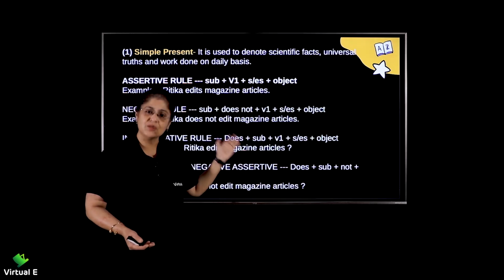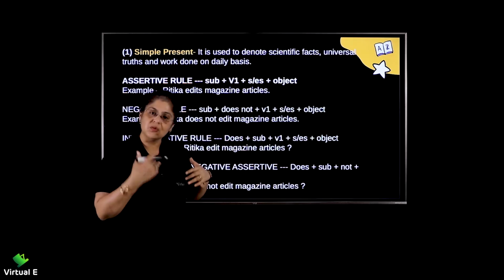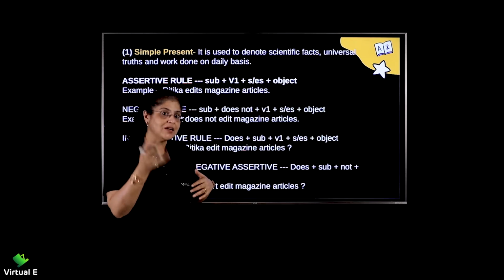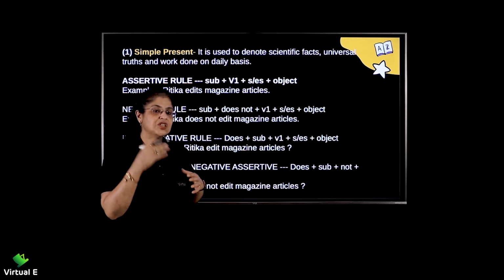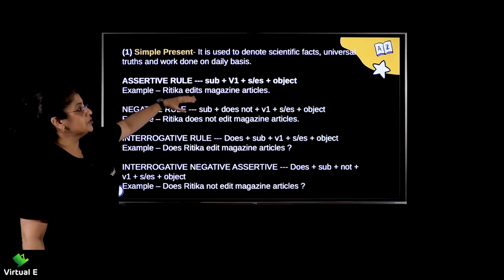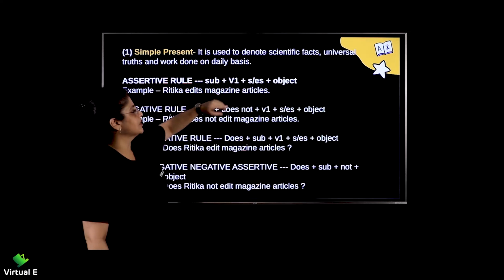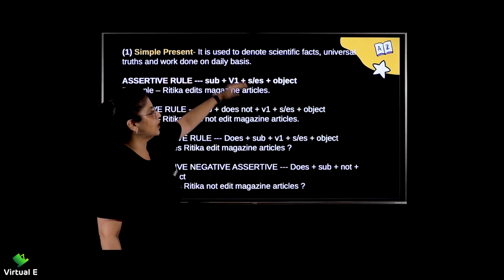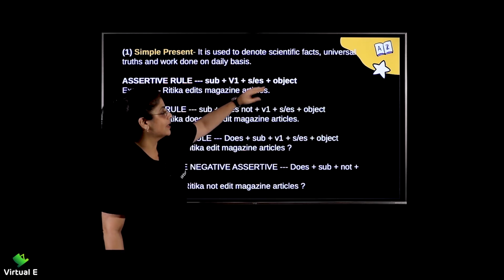And by the way, do we need to memorize? Of course not. This is something when you speak, you understand. You find it wrong, you find it something fishy when you have framed it wrongly. So, here we go. Assertive rule. Now, please remember this. It is subject plus verb 1 plus S or ES and object.